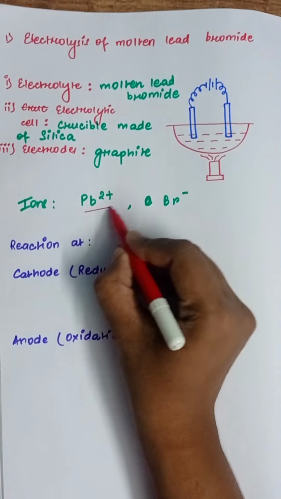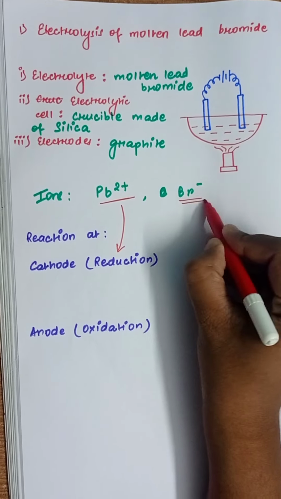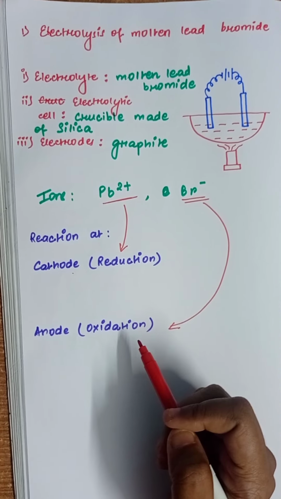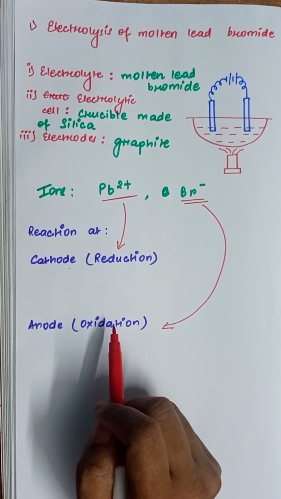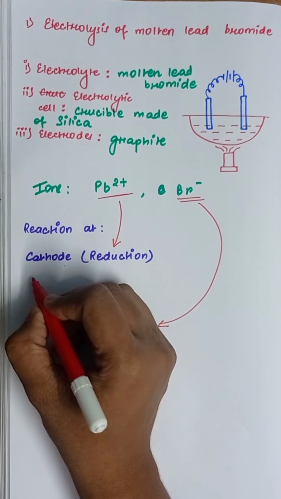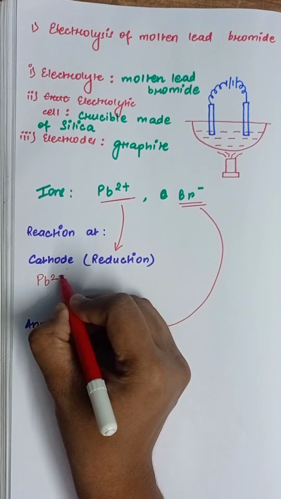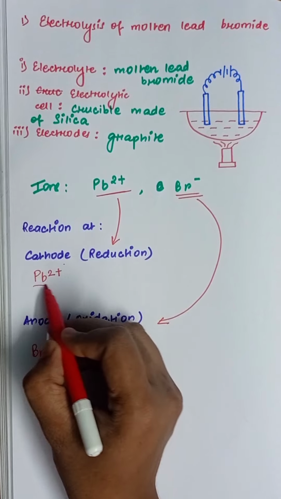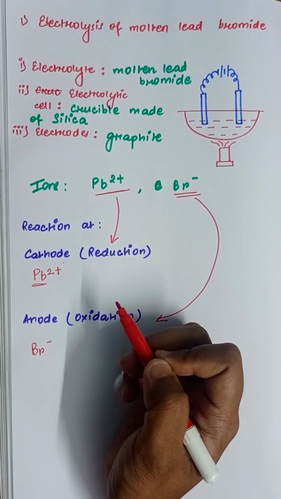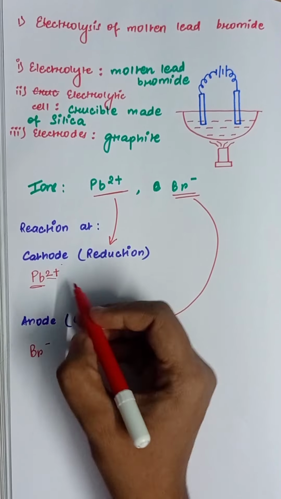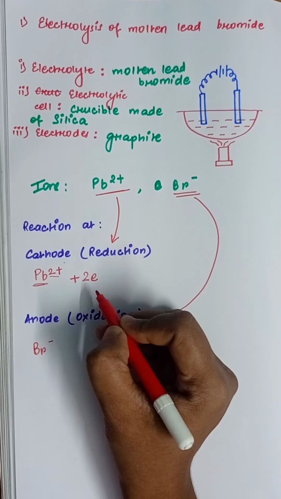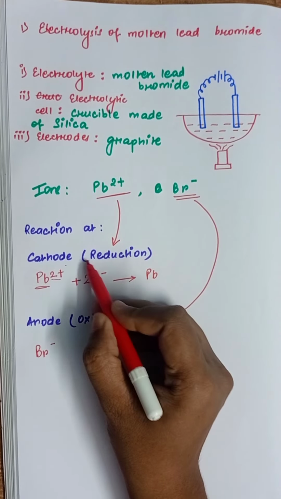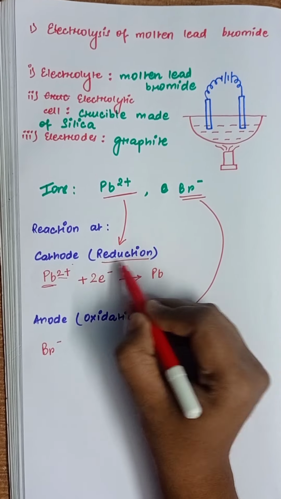So I told you cations will move towards the cathode and anions will move towards the anode, right? And in the cathode what happens? Reduction occurs, gain of electrons occurs, and in the anode oxidation occurs, or loss of electrons occurs. So let us write. In the cathode, lead ion is going, and in the anode, bromide ion is going. How can lead ion get converted into a metallic atom? It has 2 electrons less, so it has to gain 2 electrons to become an atom. So 2 electrons are added and it becomes a lead atom.